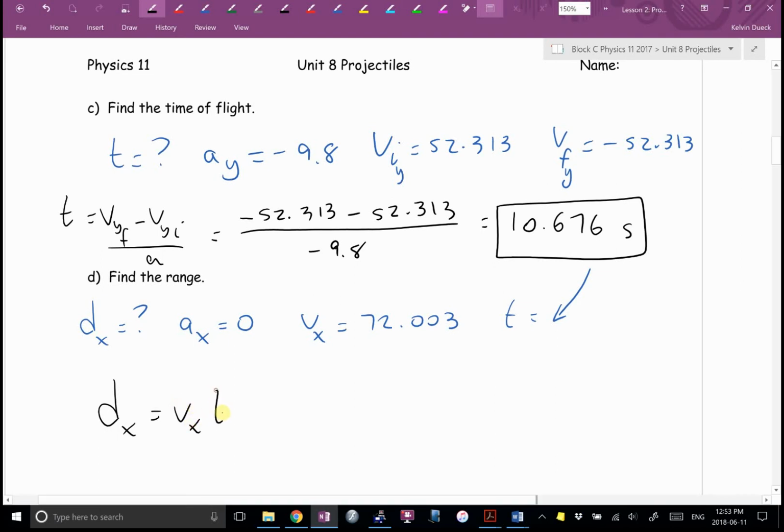So dx equals vxt. Why was I so lazy? Why didn't I even bother writing plus a half at squared? And by the way, by far the most common mistake, kids want to put the 9.8 there because they don't like the acceleration being 0. There should be an acceleration. Vertically, there is. Horizontally, we're just plugging along. And Joel, we get 72.003 times 10.676. Although I think I still have this stored on my calculator, so you know I'm going to use my answer button, right, Maggie?